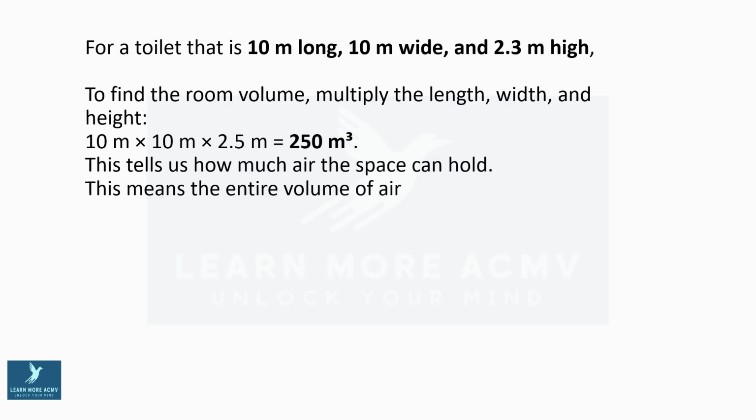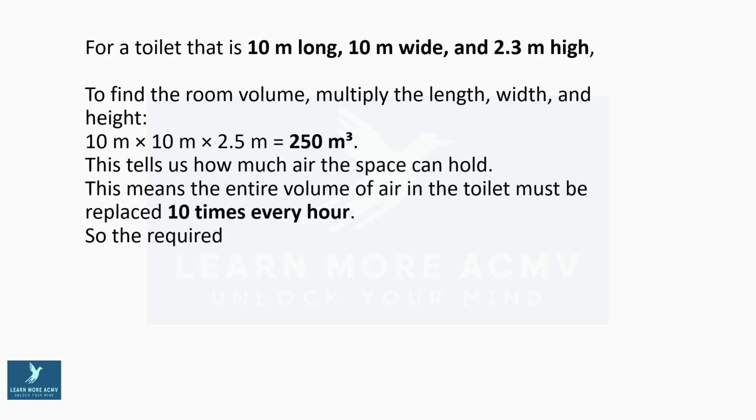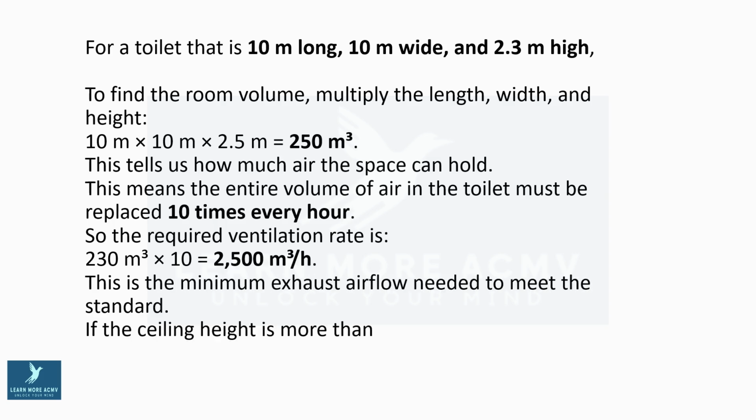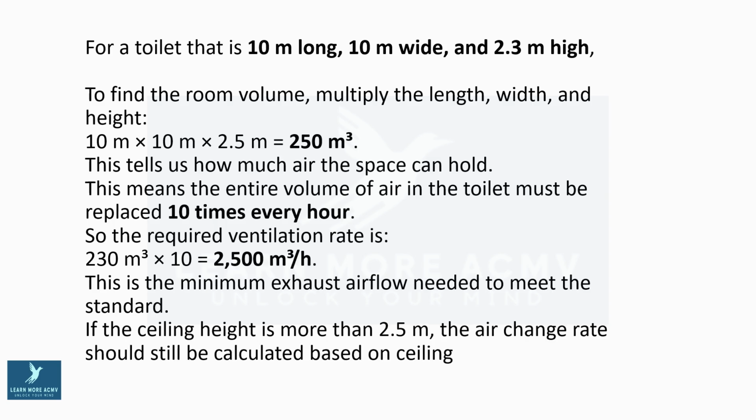This means the entire volume of air in the toilet must be replaced 10 times every hour. So the required ventilation rate is 250 cubic meters times 10, which is 2500 CMH. This is the minimum exhaust airflow needed to meet the standard.